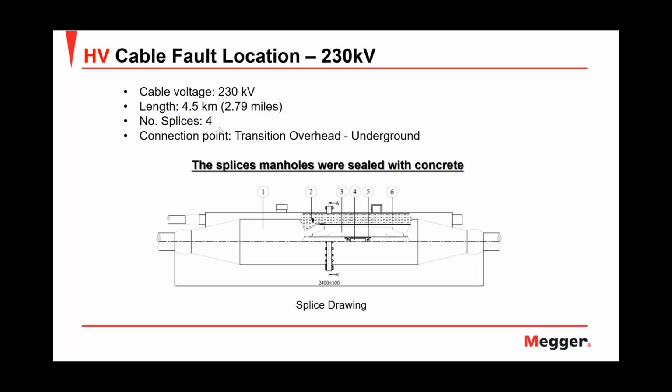We have 4 splices in the cable, and the connection point was the transition between the overhead line and the underground one. And what is important to remark in this case is that the splices of the manholes were sealed with concrete. Don't ask me the reason, okay? So anyway, we had that situation.